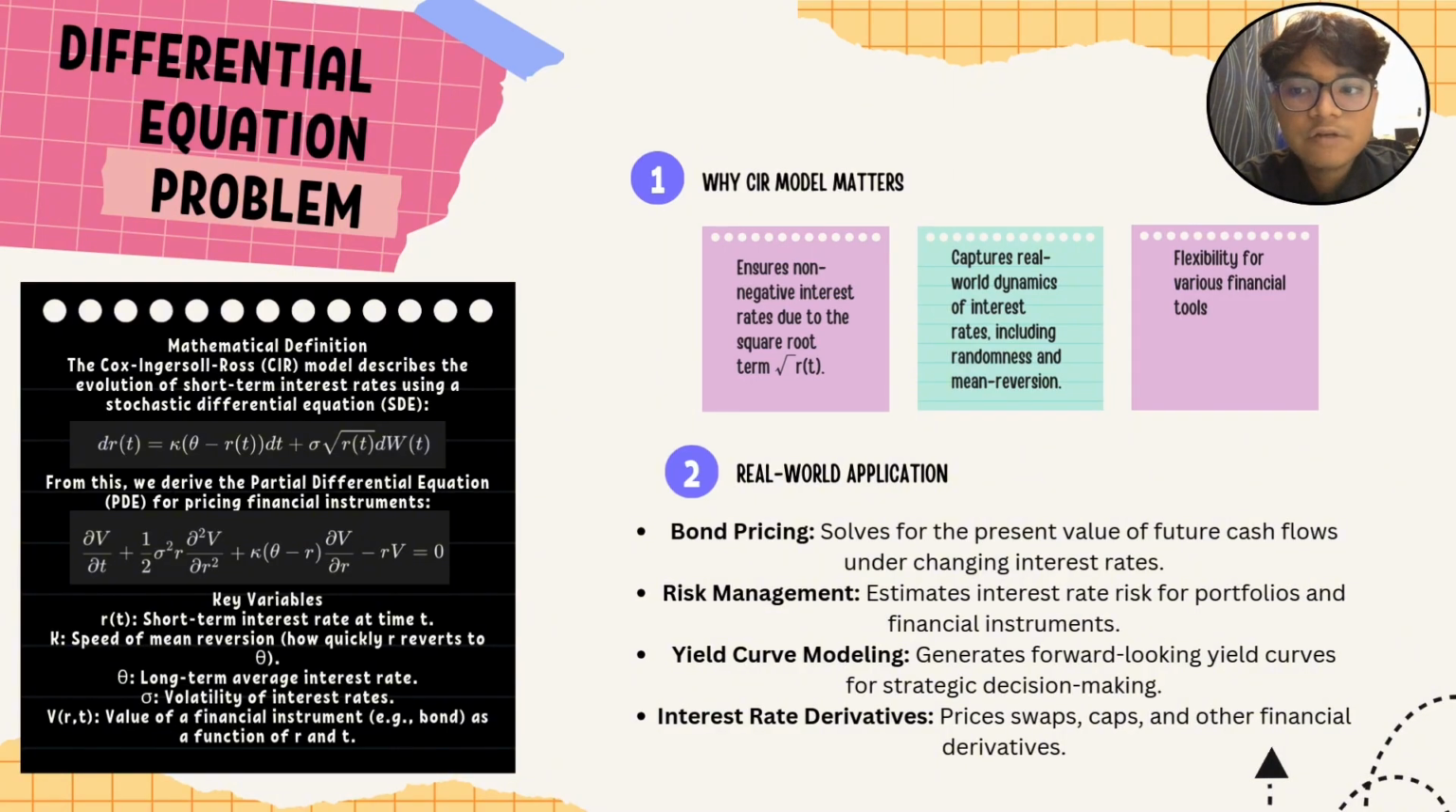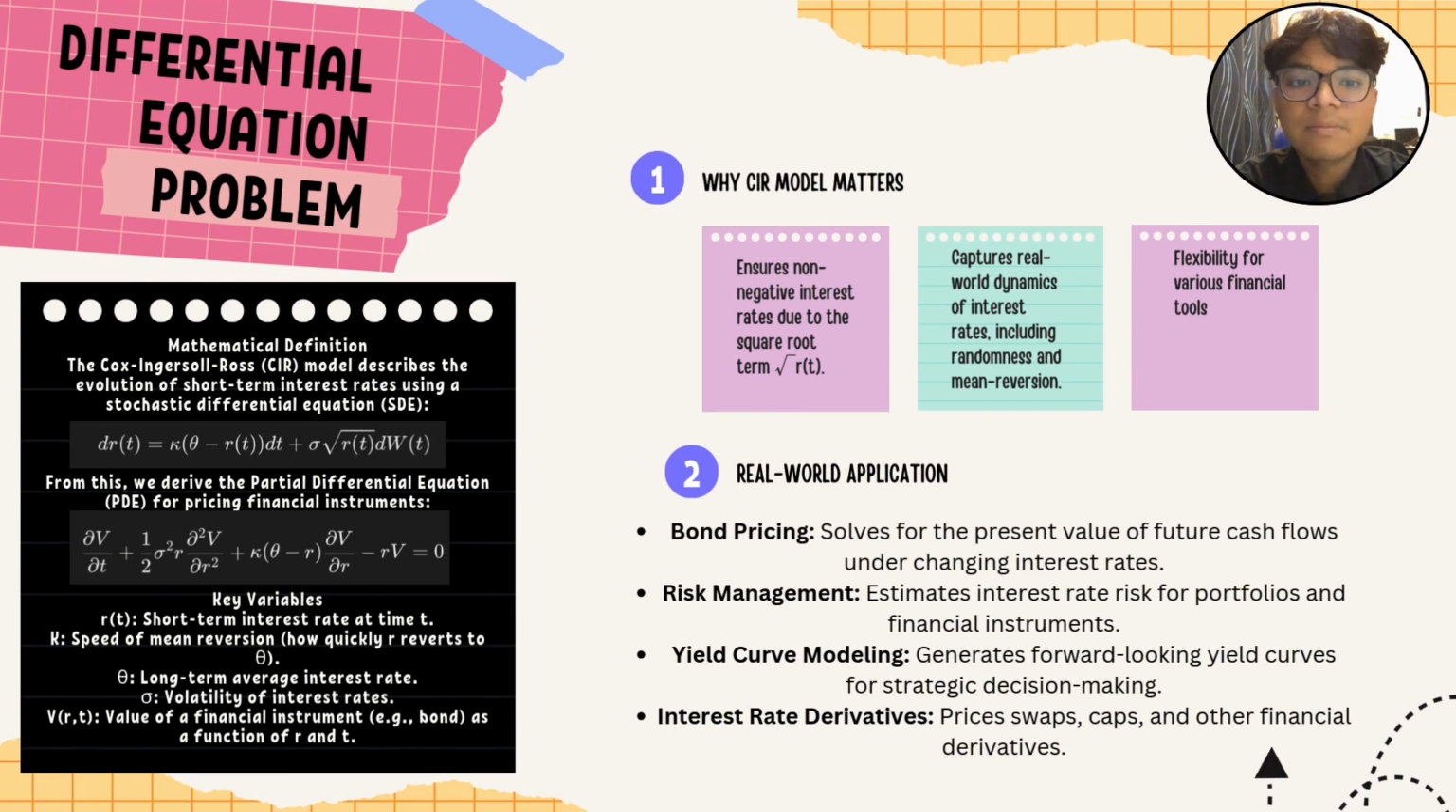Next is the differential equation problem. So let's start with the Cox-Ingersoll-Ross, CIR, model, which is widely used in finance to model how interest rates evolve over time. This model is built on a stochastic differential equation, which means it includes both deterministic and random components. The key idea of the CIR model is that interest rates don't just move randomly, they tend to revert toward a long-term average level called theta. This is what we call mean reversion.